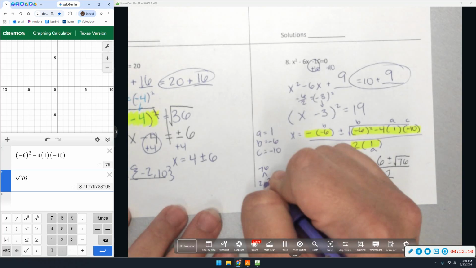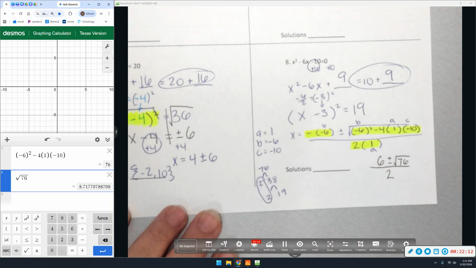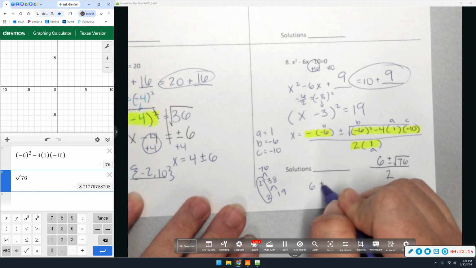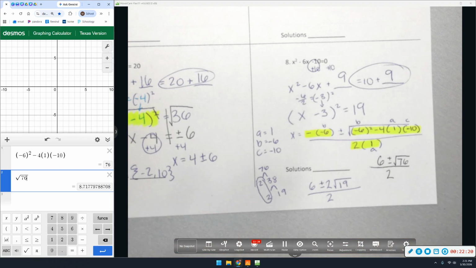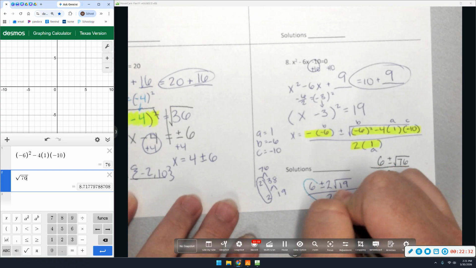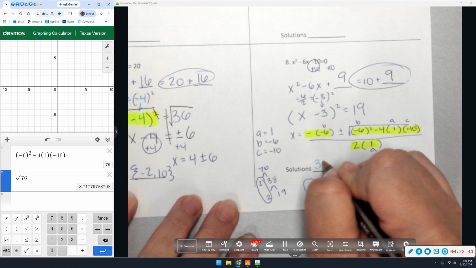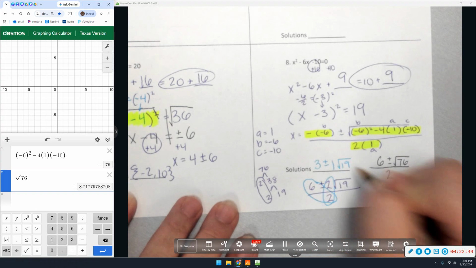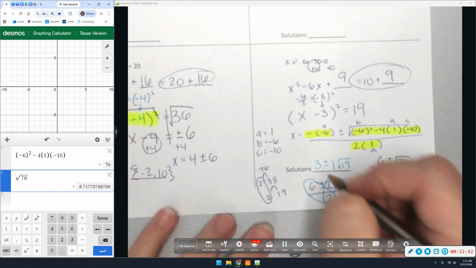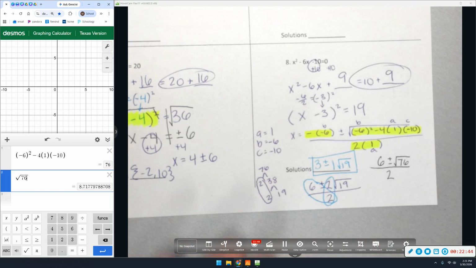Okay, so we have a pair of 2's, so I'm going to rewrite this as 6 plus or minus 2 root 19 over 2. 19 is prime, yeah. Now, do y'all remember I Heart Math to simplify? Yeah. Okay, what's 6 divided by 2? 3 plus or minus, what's 2 divided by 2? There's your answer. Okay, so that was a refresher.